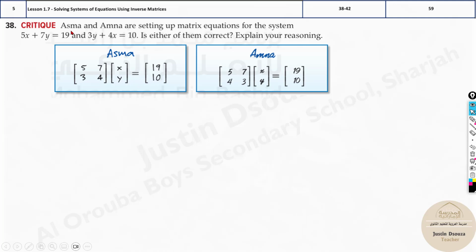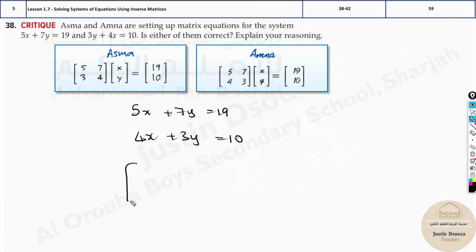Let's read this. Asma and Amna are setting up matrix equations for the system 5x plus 7y equals 19 and 3y plus 4x equals 10. Which of them is correct? Explain your reasoning. First, let's just solve it, okay? Let's set it out like this. Equation 5x plus 7y equals 19. Then we need to write x first. Always the x variables are first and then the y variables, equals 10.